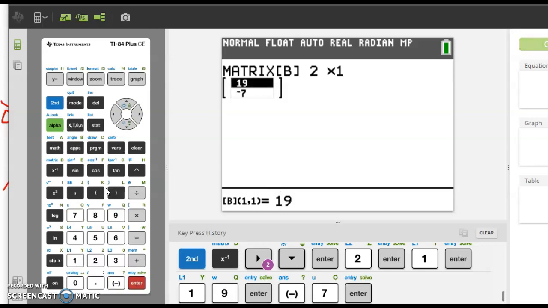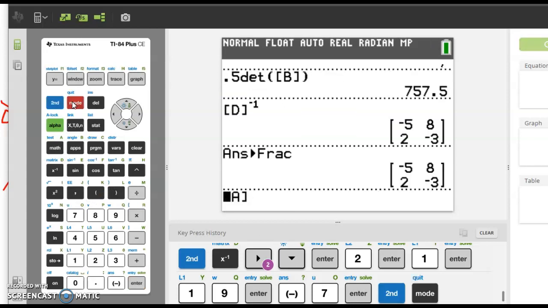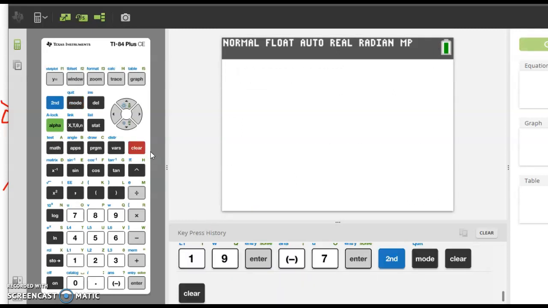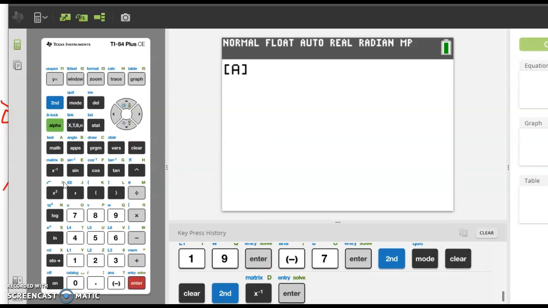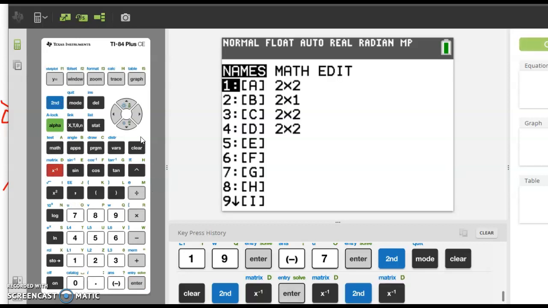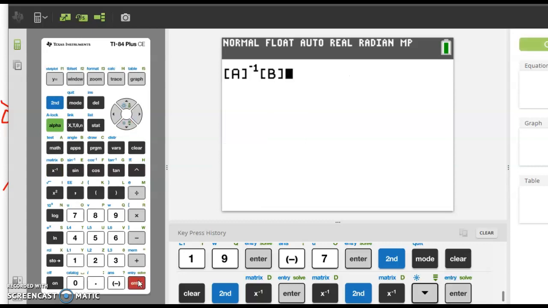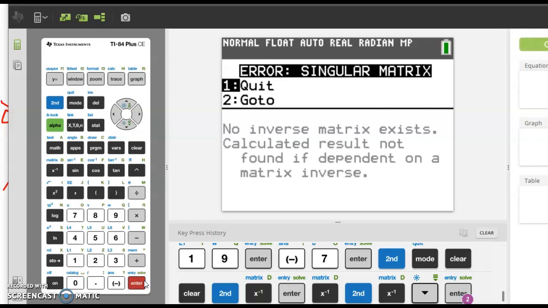Okay, now that we've got our matrices inputted, we're going to go back to our home screen and do the inverse of a. Let me clear that. So second matrix, and now I need the name a. A, I want the inverse of it, times b. So second matrix, I want the b matrix name, like that. And then you press enter. What?